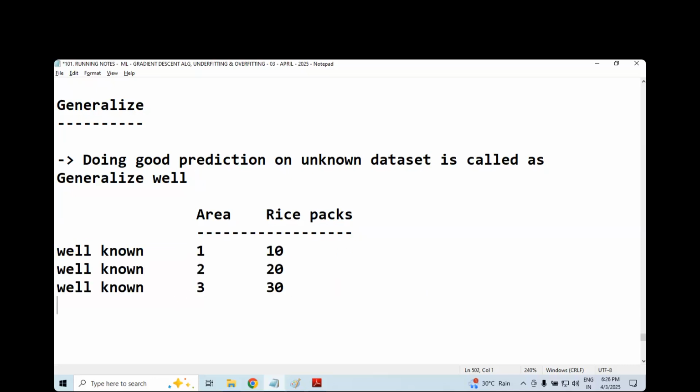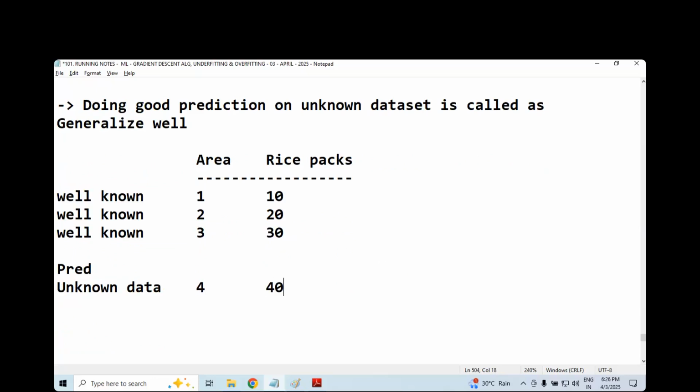But it's the right time. I am planning for prediction. Sir, unknown data. What is unknown data? 4. Then what is the prediction value? 40. Now read the definition, you will get an idea. Doing good prediction. Doing what exactly? Good prediction on what data set? Unknown data.